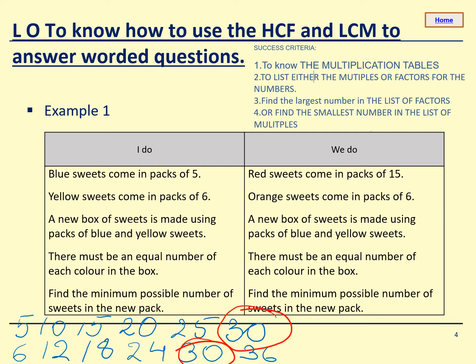It's 30. So the minimum possible number of sweets in the new pack is 30 of blue and 30 of yellow. So it's 6 packs of blue and 5 packs of yellow. So it's 60 sweets altogether. Now, pause this video and attempt to read the question. This is exactly the same, just in here we are finding the lowest common multiple of 15 and 6, and it's again 30. If that's what you've got, well done.